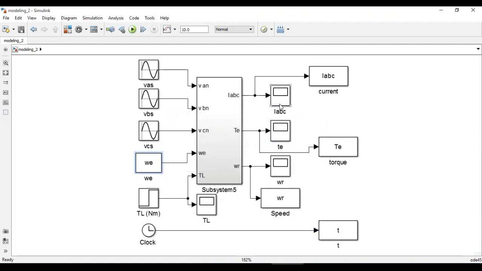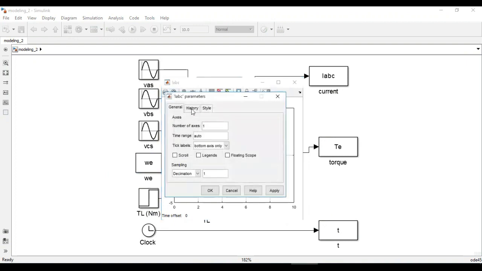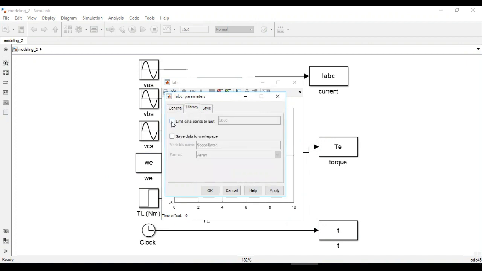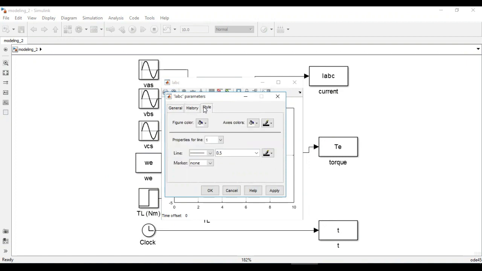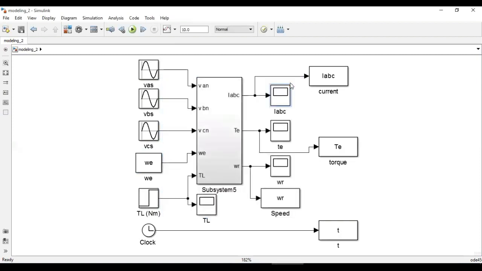When you use the scope in the simulation, always go to settings, and these are the setting parameter values. In the history, you have to uncheck this option, and in the style, you can choose white and black. And here you can use a line width of your choice. If we use a higher value of line width, the plot will be more visible.